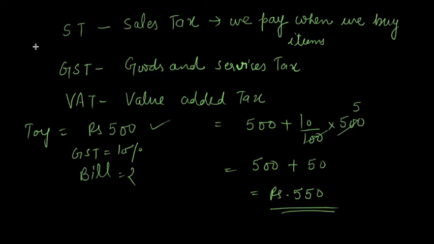So any kind of tax will always be added to your bill. We never subtract it. Though discount we have subtracted, whenever there is any kind of tax, we always add it to the bill. Okay, depending on how much will be the tax, we will calculate it over the price of that item and add it to the bill. Though the cost of the toy was 500, the customer has to pay rupees 550.